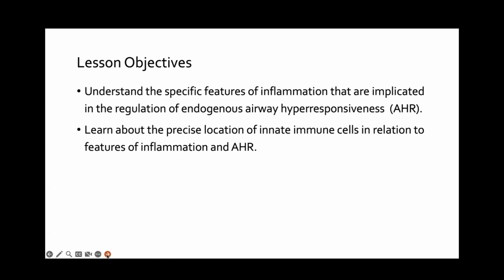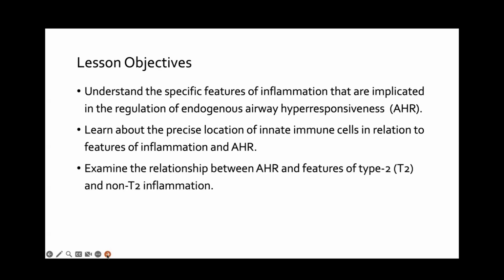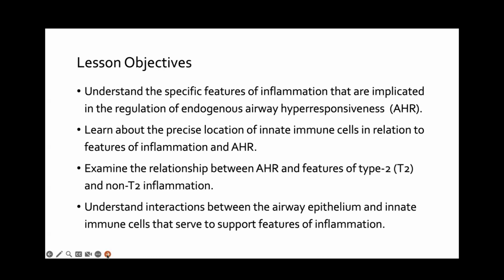We're going to learn how this relates to the precise location of innate immune cells in the airway wall from studies that we've done. And then going back to the more common thing that people study, which is the endotype of asthma, we're going to look at how this relates to features of type 2 and non-type 2 inflammation, and really understand how the airway epithelium plays a unique role in this regard.